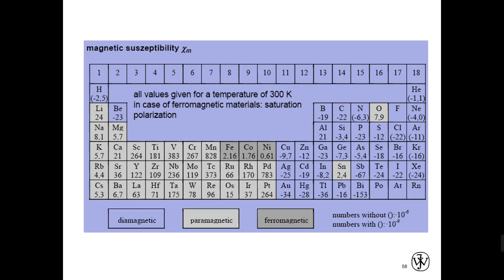These are the χm values, or magnetic susceptibility, of all elements presented in the periodic table. All values are given for a temperature of 300 K, which is room temperature condition. In the case of ferromagnetic material saturation, we call it saturation polarization. The blue part is the diamagnetic area. Paramagnetics is the light gray one, and the dark gray will be the ferromagnetic. It is producing quite good magnetic properties.